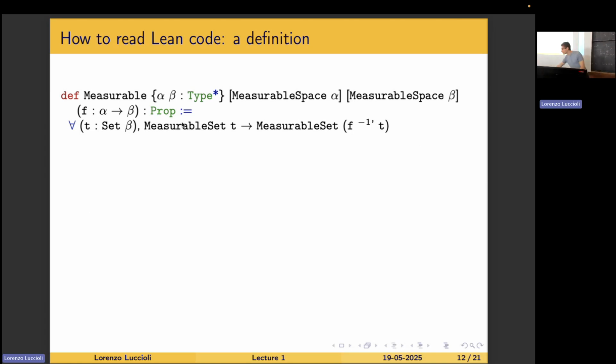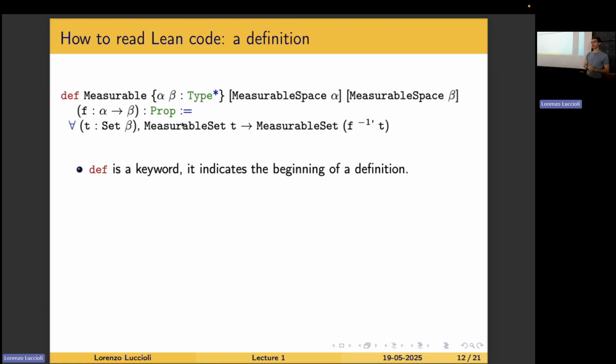Okay, let's go see what we are actually doing. We're defining what a measurable function is here. Okay, we're giving a definition. In fact, we have the def, which is the keyword with which we're saying to Lean, okay, now we're starting a definition. So this is something that you have to remember, and that's defined in this specific way.